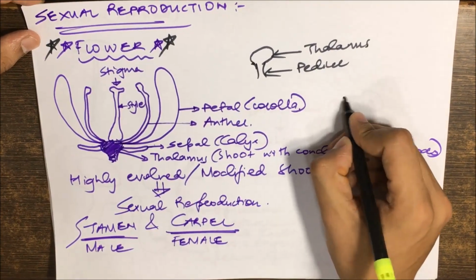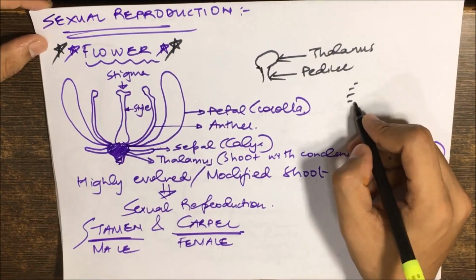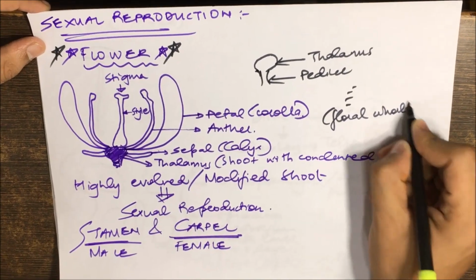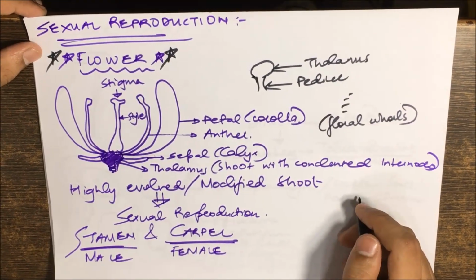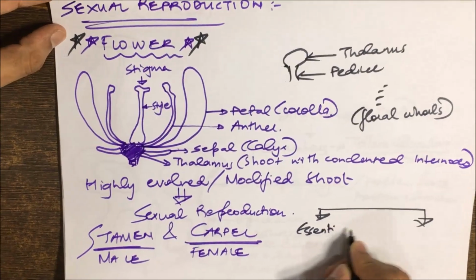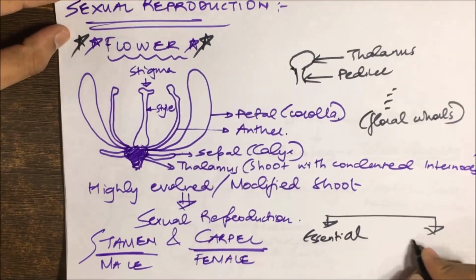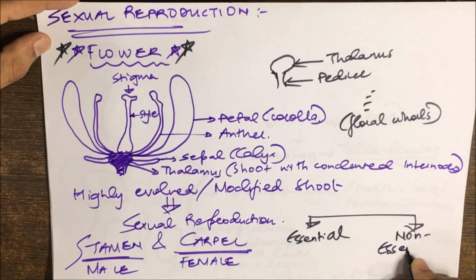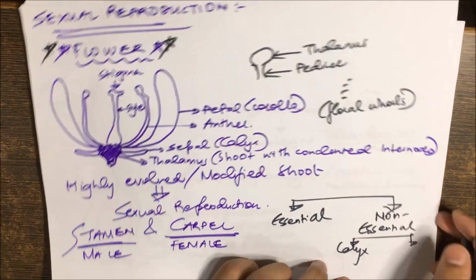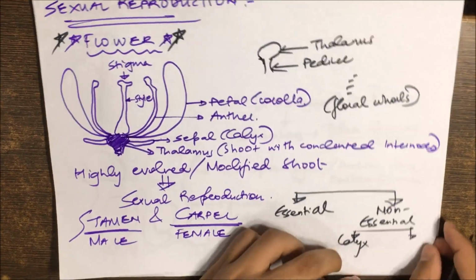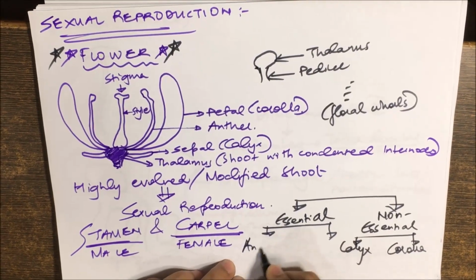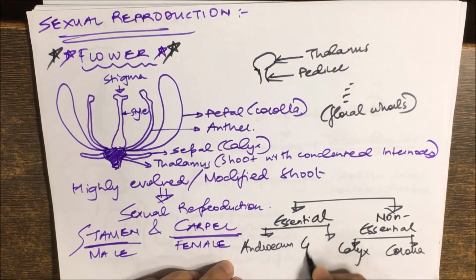At the nodes, we see four different types of whorls, which are known as floral whorls developing, namely calyx, corolla, androecium and gynoecium. The whorls can broadly be classified as non-essential or accessory, which include the calyx and corolla, which perform functions like attracting pollinating agents or protection, and the essential, which are those essential for reproduction, which include androecium and gynoecium.